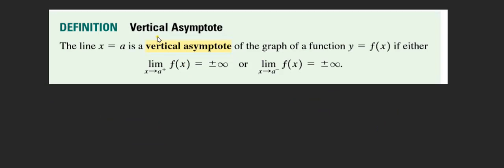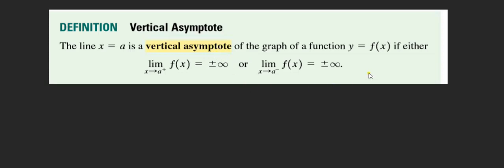Now let's talk about vertical asymptotes. The line x equals a, where a is a real number, is a vertical asymptote when this happens: the limit of f of x as x approaches a from the right goes to positive or negative infinity, or as you approach a from the left, the limit goes to positive or negative infinity. Then x equals a is a vertical asymptote.